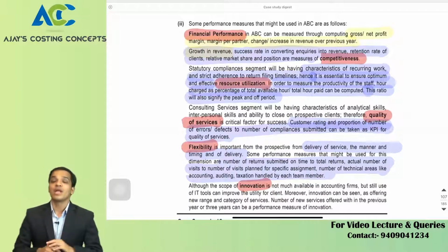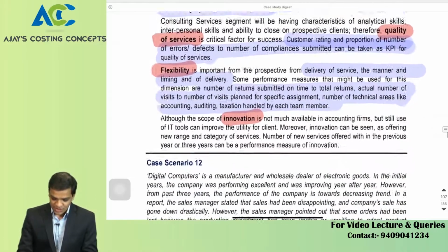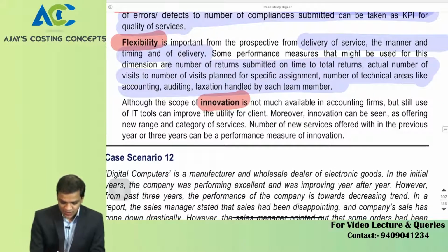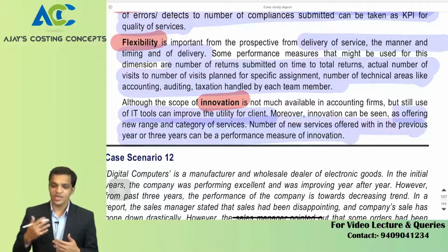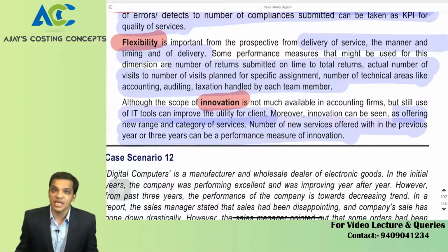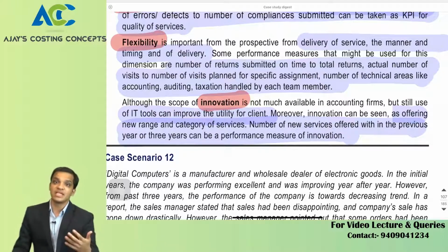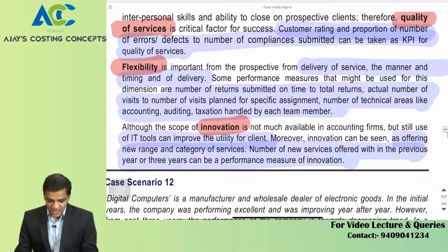Innovation: what are the IT tool innovations that you have done, right? There is scope for innovation as much as is available, but still using IT tools can improve the utility for the client. Moreover, innovation can be seen in offering a new range and category of services. In the coming years, new services can be provided, new ways can be given, client satisfaction can be achieved, you can motivate the clients, you can provide additional services. That is how you will compare your innovation. So these are how the six variants are compared.